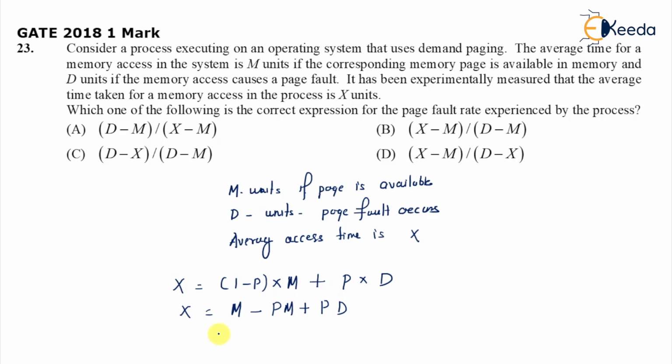I can take p common, and I'm left with d minus m, and that equals x minus m. In this way p is x minus m divided by d minus m, and that is the answer of this question. Okay, so that's all for this discussion. Thank you.